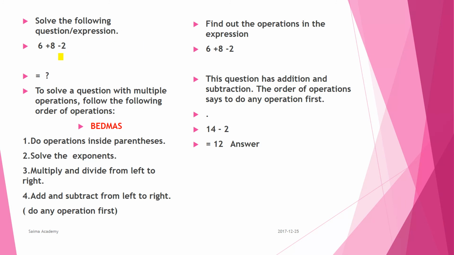The last question has plus and minus. I told you that for addition and subtraction, you can do any operation first. If it is only addition and subtraction, you can do subtraction first, or addition and then subtraction. The answer will be the same. I will show you. Suppose you add first: 6 plus 8 is 14, 14 minus 2 is 12. So the answer is 12. But if you do subtraction first, 8 minus 2 is 6, then 6 plus 6 is 12.